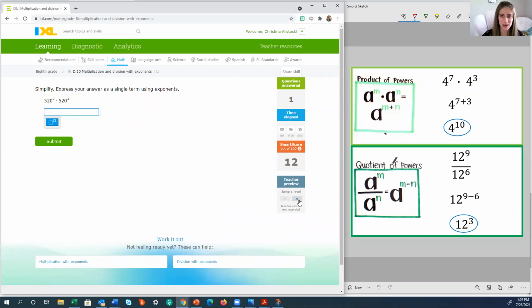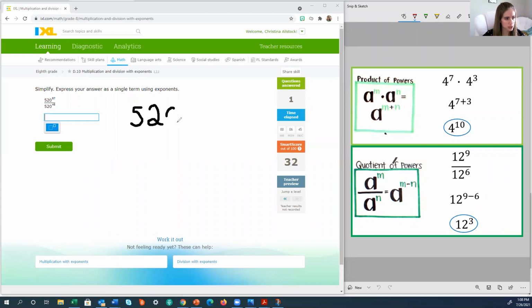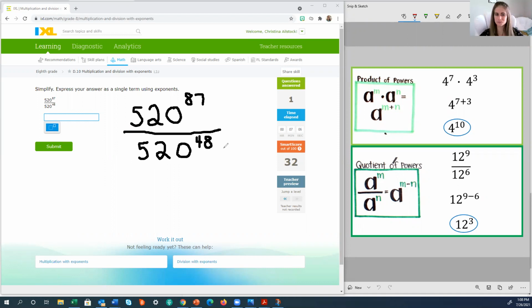All right, let's see if we can get another type. Here we go. Same directions though. Simplify, express your answer as a single term using exponents. I'm going to go ahead and rewrite my problem, because you guys may get to the point where you can do a lot of this in your head, but there are going to be times in math when you're working from a computer that you do need to jot it down on paper. And I'm someone that does that most of the time anyways. Even if I can do it in my head, I usually still jot it down on paper just because it helps me ensure that I don't make a mistake.